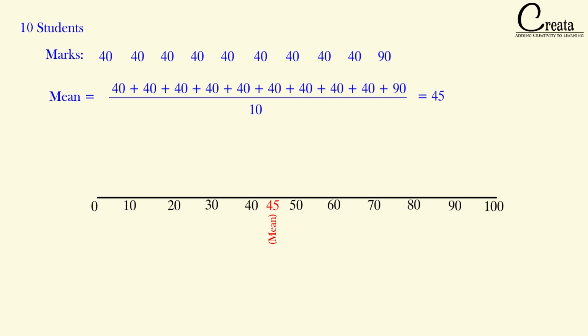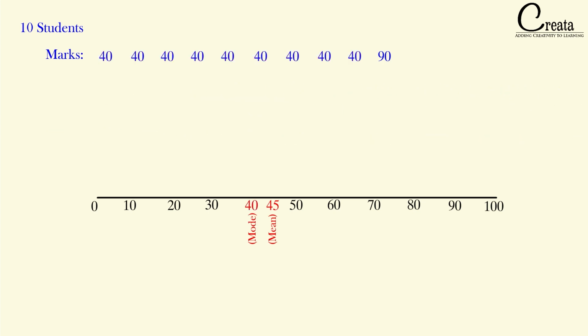And what will be the mode of this number series? Mode is the number which is repeating maximum times. Here our number 40 is repeating 9 times. So the mode of this number set is 40. Mean as 45 and mode as 40. Let's understand this on the number scale.